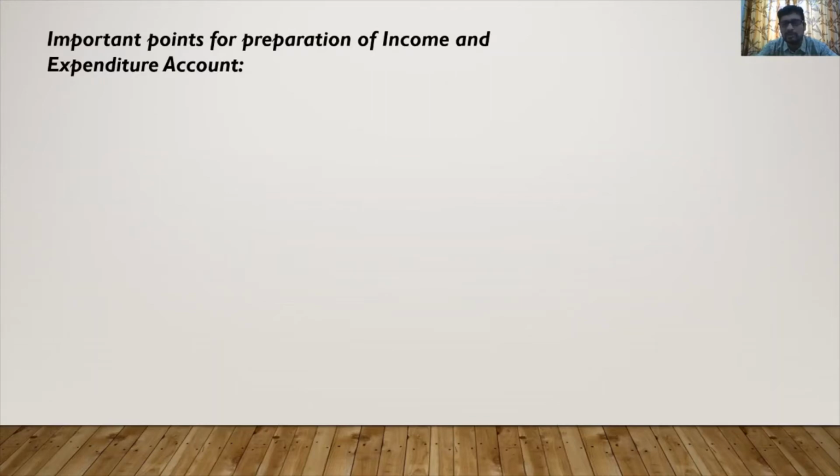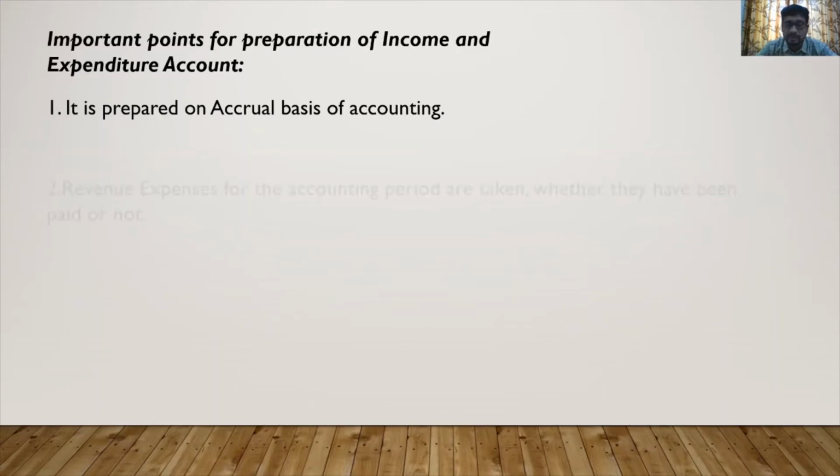Children, within 2 minutes you will be able to solve any numerical. Just pay attention here. Important points for preparation of income and expenditure account. First, it is prepared on accrual basis of accounting. Accrual basis means as and when a transaction takes place, it is to be recorded, not on cash basis. In cash basis, whenever cash is paid or received, then it is recorded. No, but here, whenever a transaction takes place, it will be recorded. The first very important point.